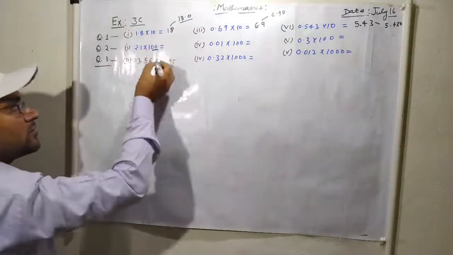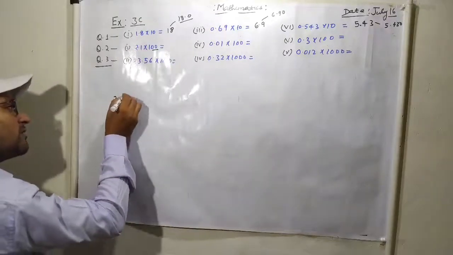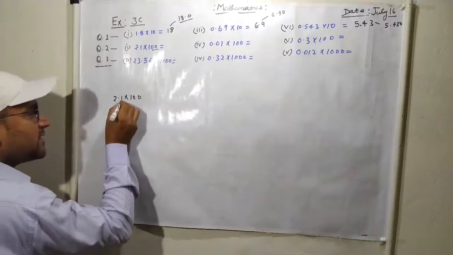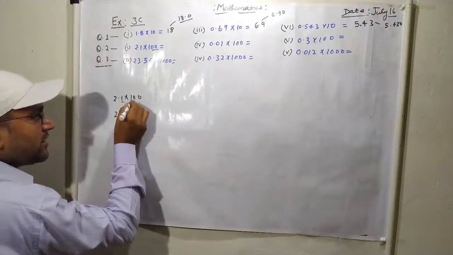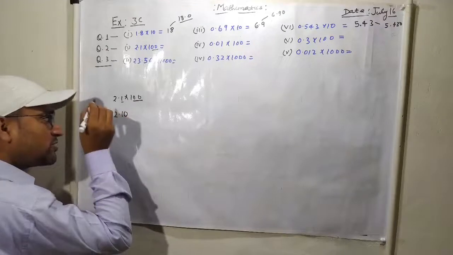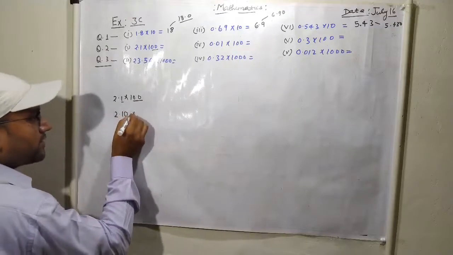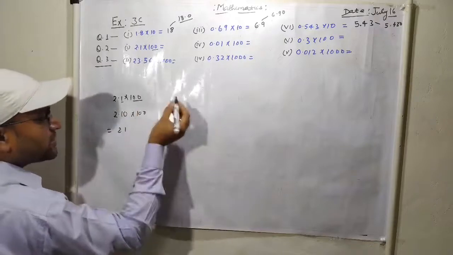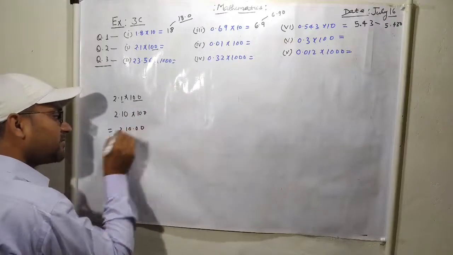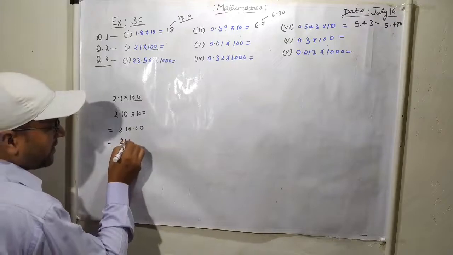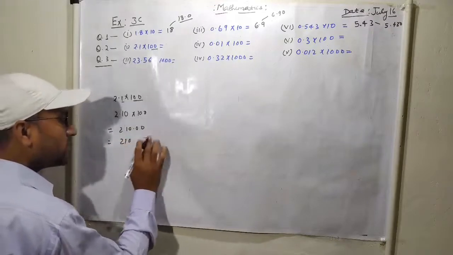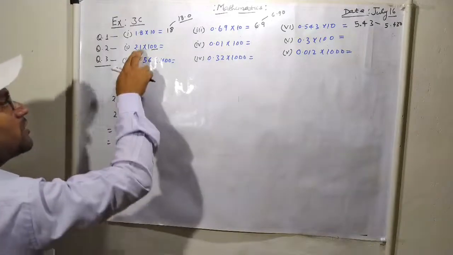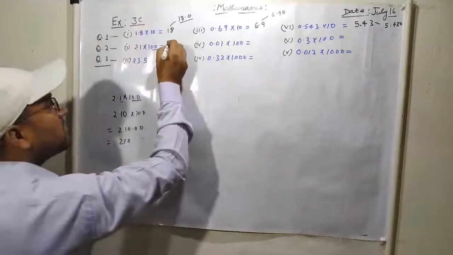Same as before, now multiply with 100. 2.1 is multiplied by 100, and there are 2 zeros. You can change this: here is 1 decimal place but there are 2 zeros, so you add one more 0 after this and then multiply. Your decimal point shifts 2 places to the right. You write 210.00, remove the zeros, so your answer is 210. Or by using your mind, you multiply 21 by 10 and the product is 210.